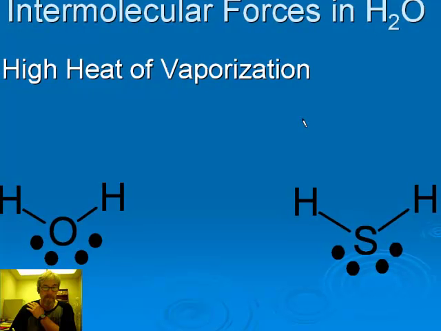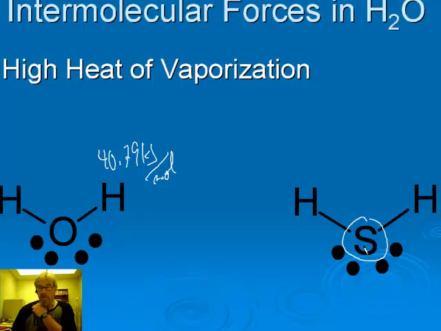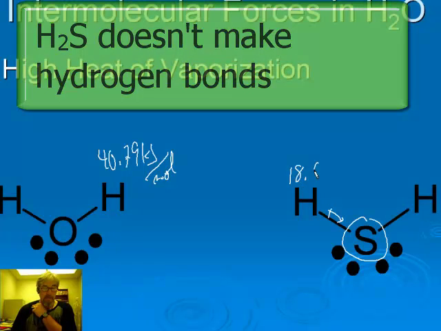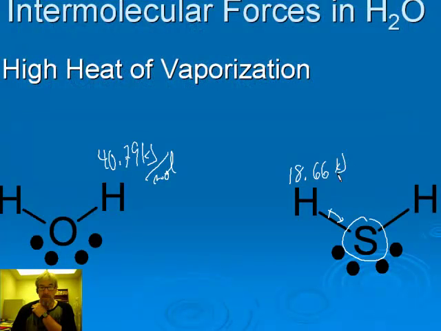Remember, water is 40.79 kilojoules to vaporize a mole. H2S is a very similar structure. It looks almost identical. The difference is the polarity of this molecule is less than water. What's the result? Well, hydrogen sulfide only takes 18.66 kilojoules to vaporize a mole, and that's much more typical of most substances that are this size.